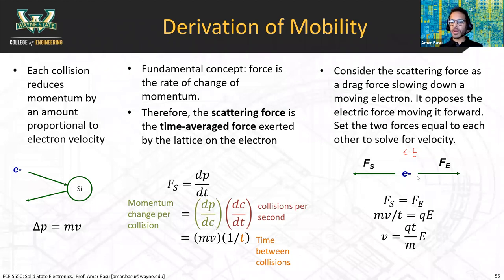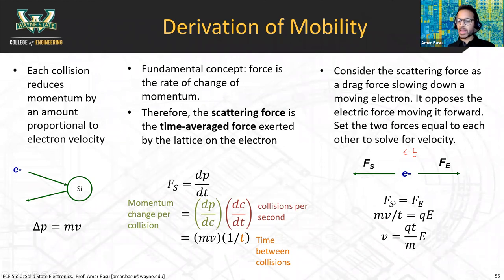So similarly, this is what happens with an electron. Let's say you apply an electric field, and the electron starts to accelerate. As it's going faster and faster, it starts to experience more scattering force. You can see that the scattering force is velocity dependent. If the electron's not moving at all, there's no scattering force. The faster the electron moves, the more scattering force there is. Eventually, the scattering force will become equal to the electric force, and that is when the electron reaches terminal velocity.